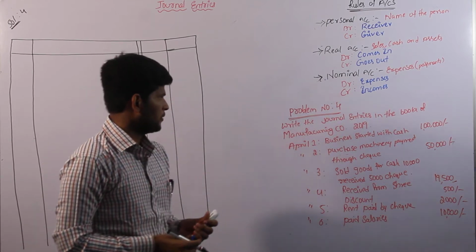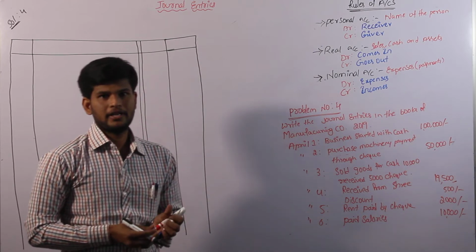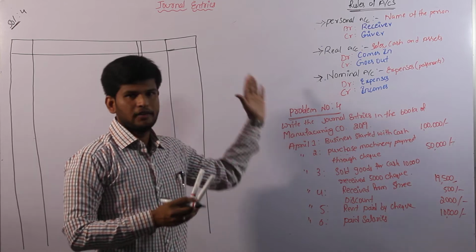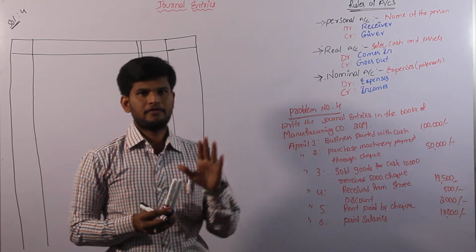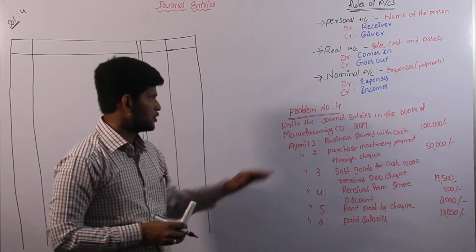Come to the fourth problem. Before that, problems 1 to 3 relate to the basic general entries in our first chapter. Out of problems 1 to 3, we will definitely get 5 entries in our final examination, Part B of accounting. And come to the fourth problem.